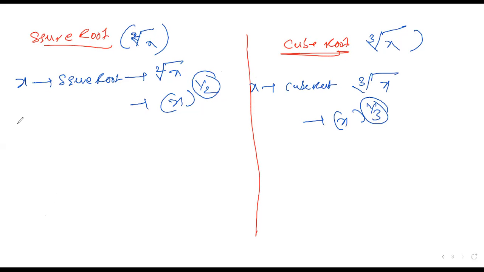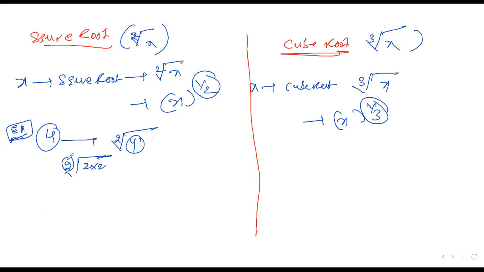It's very clear. Let us take an example: find the square root of 4. How do we find it? Take the prime factorization of 4. You have to write 4 as 2 into 2. If there is a pair of two equal numbers, take out one number 2. The square root of 4 is 2.